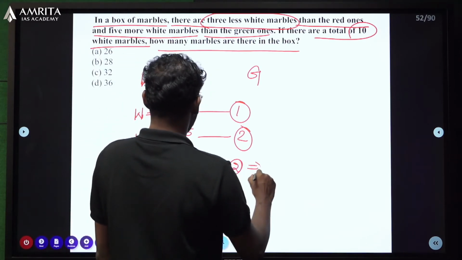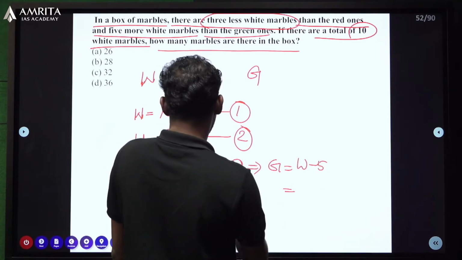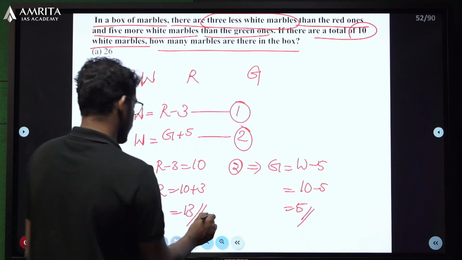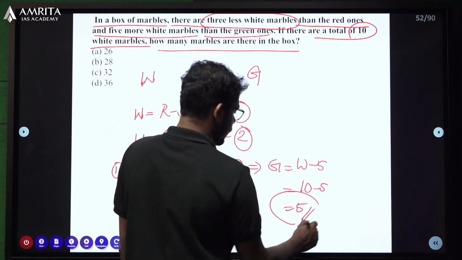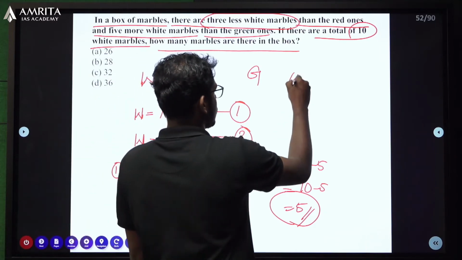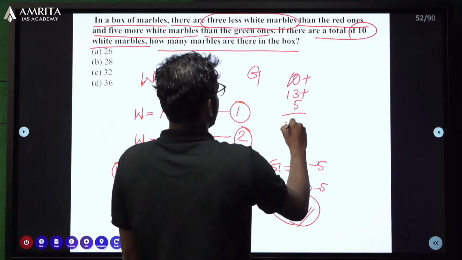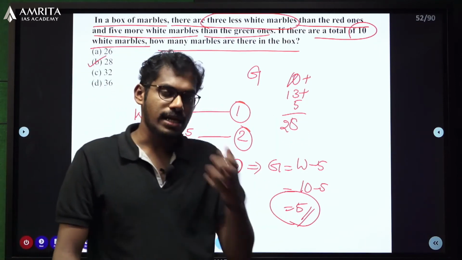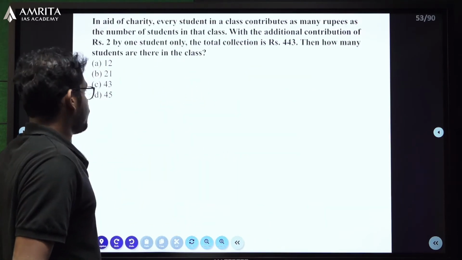Equation number 2 becomes green is equal to W minus 5. The W is 10, 10 minus 5, the value is 5. Okay. So the number of red marbles are 13, number of green marbles are 5, number of white marbles already said it is 10. So the total number is 10 plus 13 plus 5, that is 28. So there are total 28 marbles. Clear? Simple question. Okay. Moving to next one.